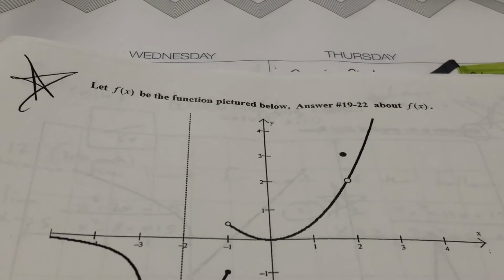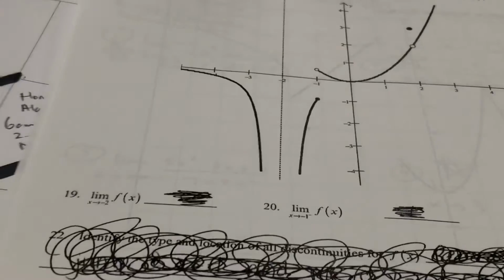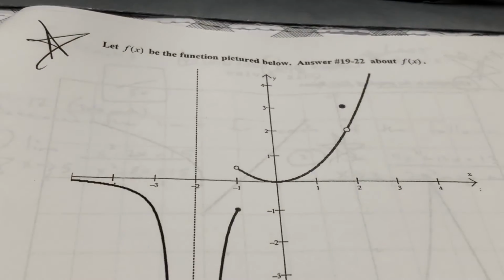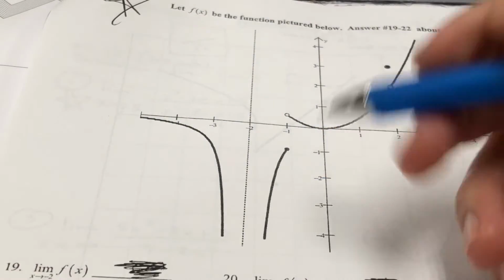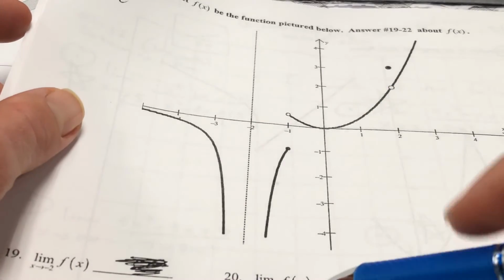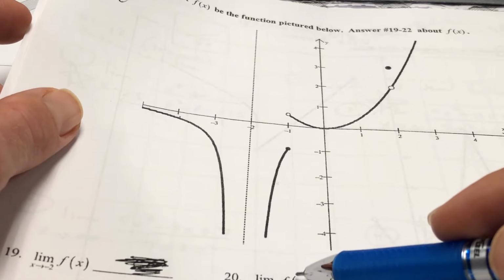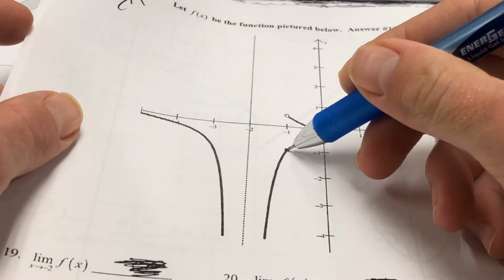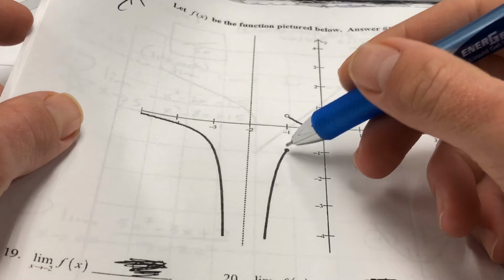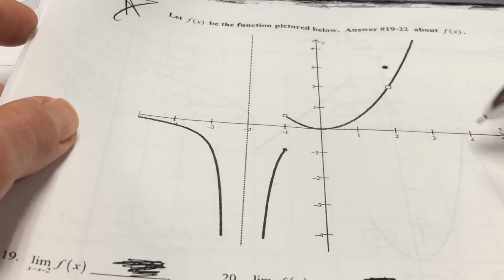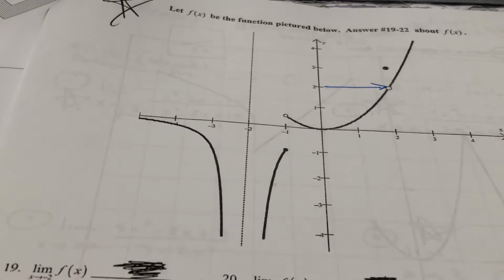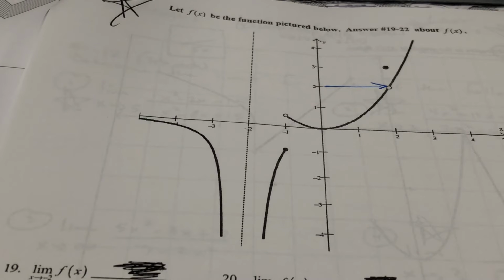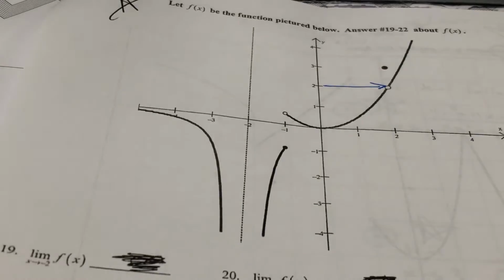Let f of x be a function pictured below, then like 19 through 21, the limit of f of x as it goes to -2. It's actually going down to -infinity. So the answer would be -infinity. As we go to -1 from the left, it'd be -1. As we go to 2 as a whole, it would be 2. F of 2 is 3, but the limit as x approaches 2 is 2. All right, so that one's very fair as well.